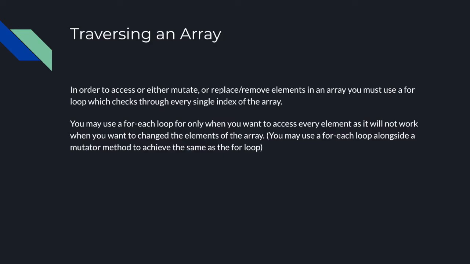Traversing an array. In order to access or mutate elements within an array, so this could be replacing or removing them, you must use a for loop which checks every index of that array. You may use a for each loop to access it, but if you would like to change it, you must use the for each loop alongside a mutator method. Otherwise, it will not change the array.